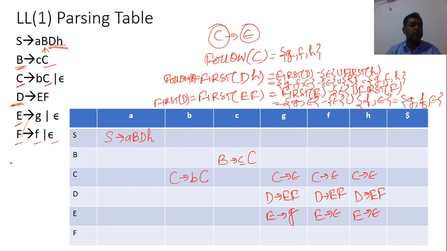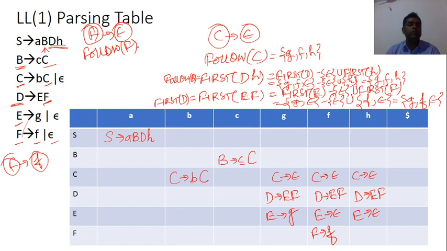Then consider the production F derives to small f. Find out first of F, that is f only. So in the F row and small f column, I have to insert F derives to f. Then consider the next production, F derives to empty. First of empty is empty only. Then I have to find out follow of F. Follow of F is equal to follow of D, and follow of D is H, so our follow of F is H. So I have to insert this production in the H column and F row, F derives to empty.